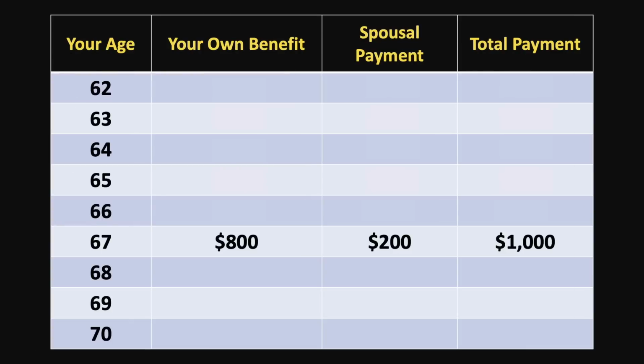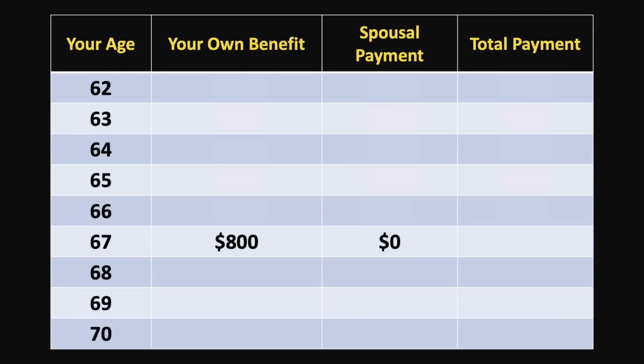We can figure out how this works by using the chart that we just used and continue our example of a higher and lower earning spouse in a marriage where each is entitled to their own benefit, but the lower earning spouse also will receive a spousal payment. Let's assume that the lower earning spouse has reached full retirement age and they file for their benefit of $800. If the higher earning spouse has already filed, they'll get the spousal payment of $200. But if they haven't already filed, they will not get the spousal payment. That would keep their total payment to $800.